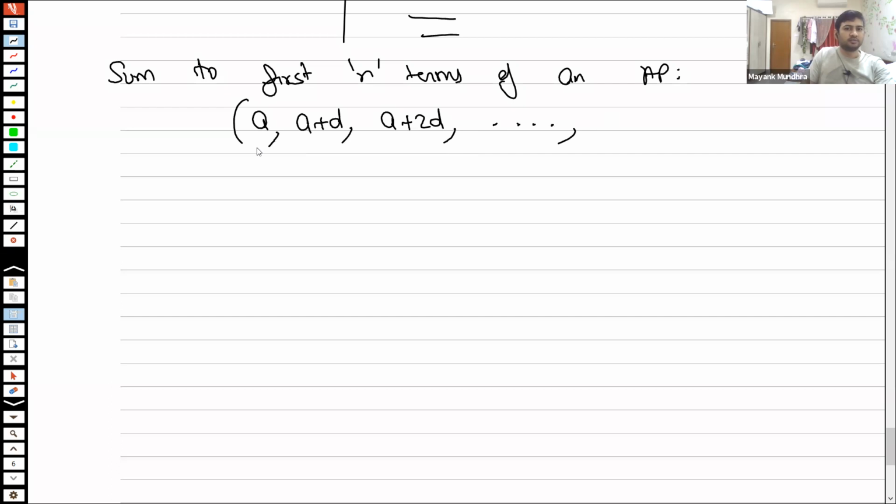So the nth term, this is the first term, this is the second term, this is the third term, and so on. So the nth term is going to be a plus n minus 1 times d, not nd. This is a common mistake we make. Just like the second term is not a plus 2d, the second term is a plus 1d. Third term is a plus 2d. So the nth term is a plus n minus 1 times d.